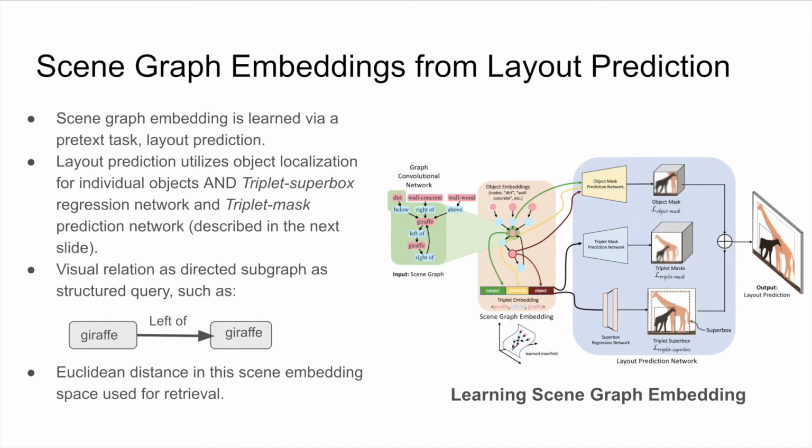We learn a scene graph embedding using layout prediction as a pretext task. We add two visual relationship-inspired losses as supervisory signals, namely a triplet superbox loss and a triplet mask loss, to a layout prediction network. This is in addition to individual object mask and object localization losses. A visual relationship can also be thought of as a triplet of subject, predicate, and object embeddings. We pass these triplet embeddings to both the triplet superbox and triplet mask prediction networks. After the training of the layout prediction network, we use these triplet embeddings as the basis of our subgraph queries.